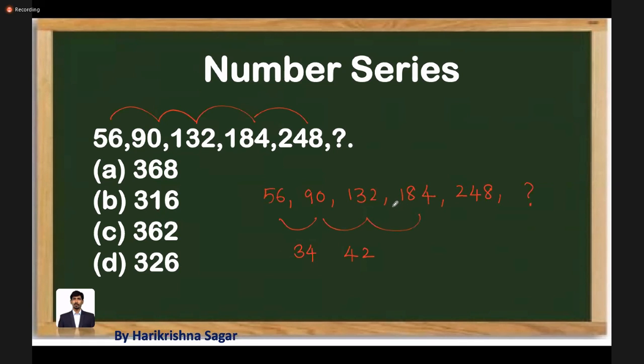Observe the next difference. 132 and 42, 52, 62, 72, 82 plus 2. So you are going to see the difference as 52 here. The next difference, if you can observe, 184 to 248, the difference here is 64. If you are unable to understand the pattern here, let me go for the second level of difference. In the second level of difference, from 34 the difference is 8, 10, 12.